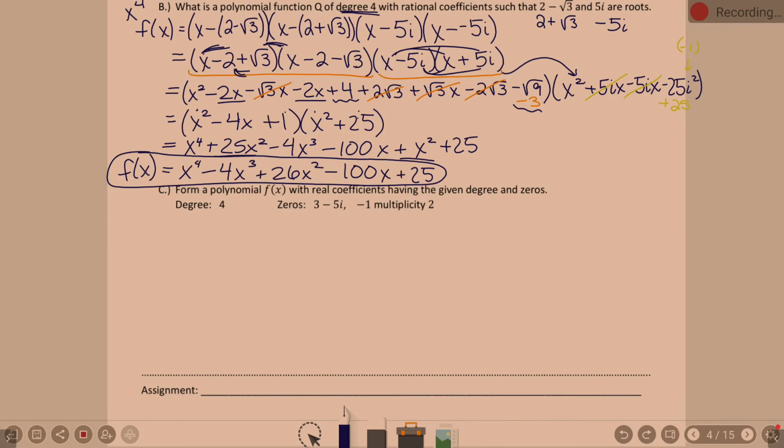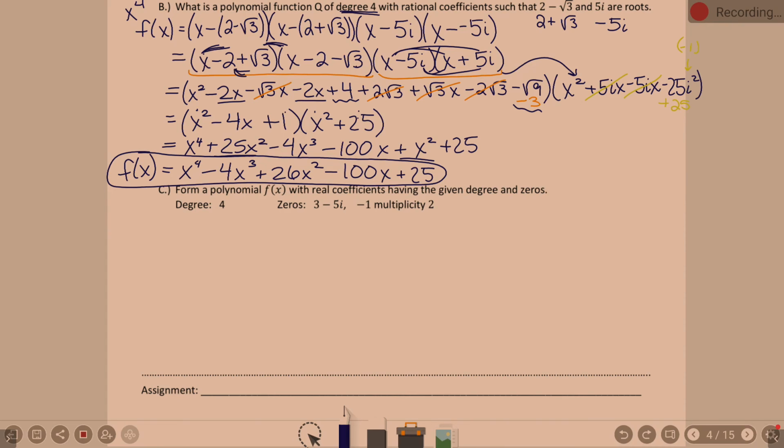Okay. I have one more example planned, and I set this one up the way some of them in homework are set up because I didn't want you to be thrown off by how they asked this question. Form a polynomial f of x with real coefficients having the given degree and zeros. So degree 4 means it's going to be x to the fourth, and we should have 4 solutions, right? 4 sets of parentheses to multiply. Now, zeros. 3 minus 5i and negative 1 multiplicity 2.